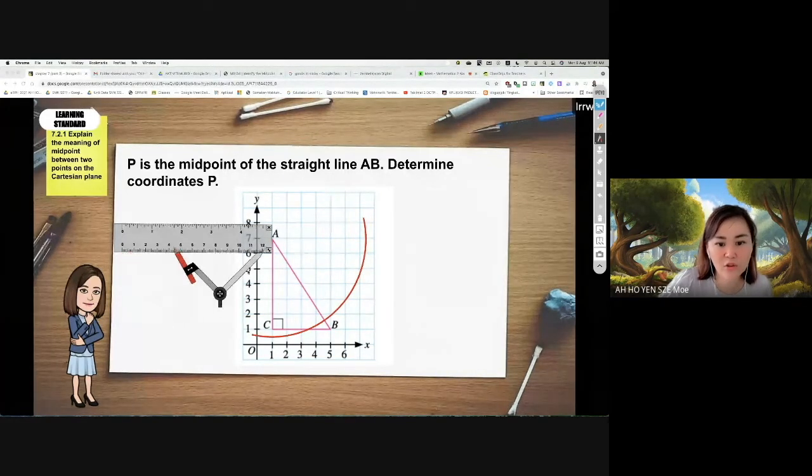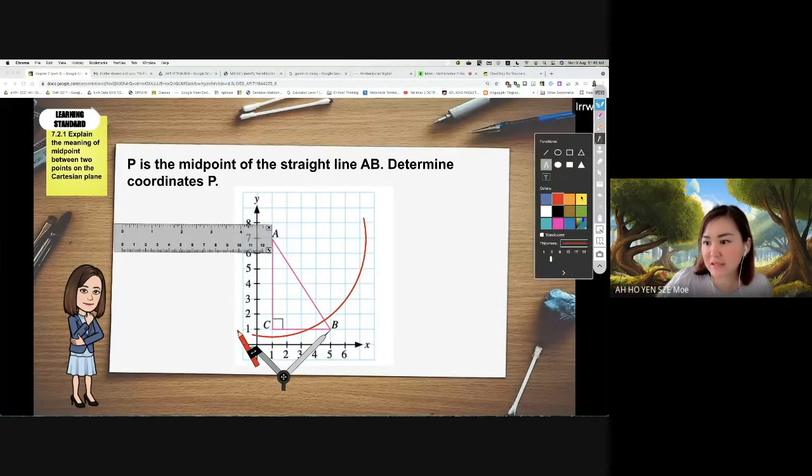So I have to bring it to C here. Then I make another arc. Then find the intersect. The intersect will be your midpoint.